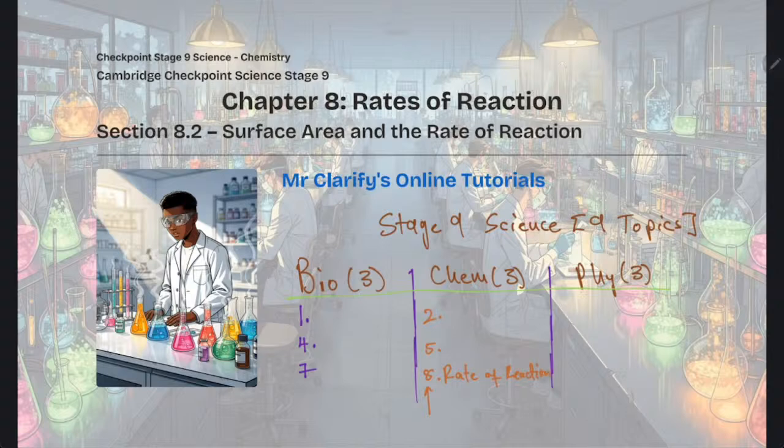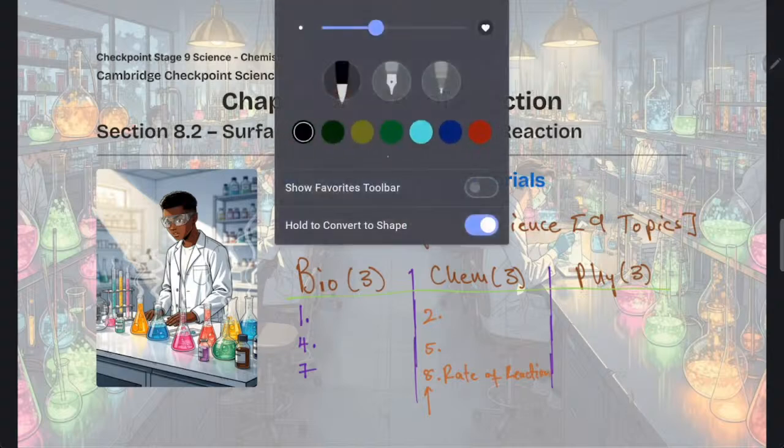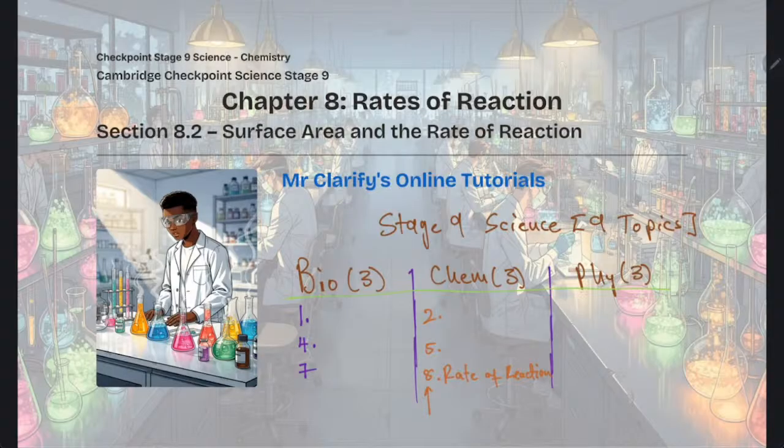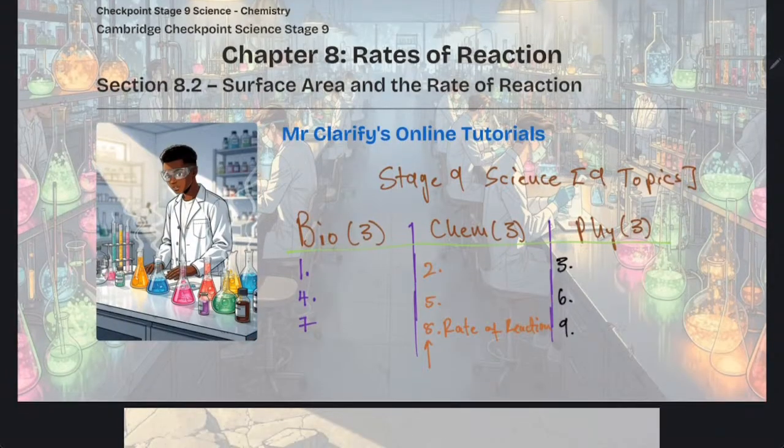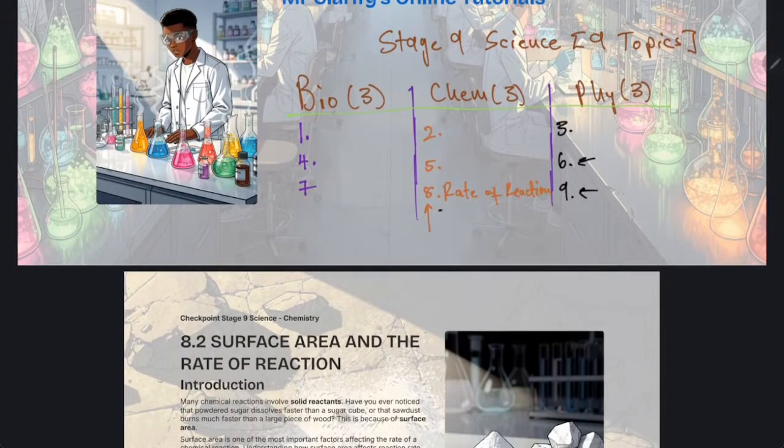For chem. What about physics? How many do you have? 3, right? Which ones? 3 and 6 and 9. So 3, 6, and 9. Good. We'll talk about 9. I like 6 a lot as well. But right now we are doing the chemistry part.